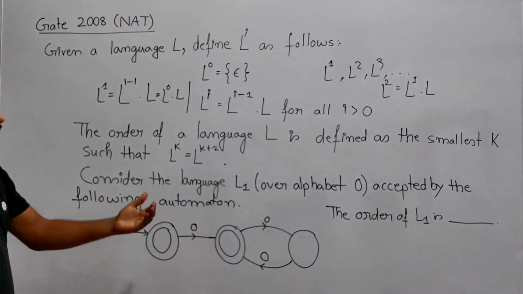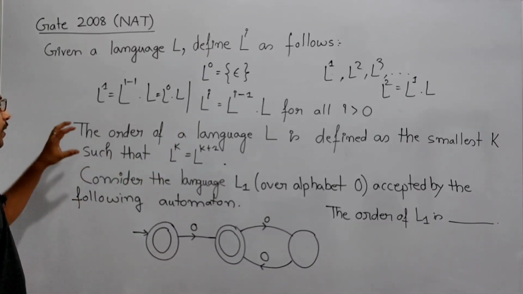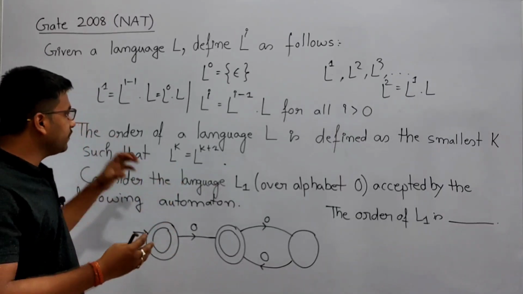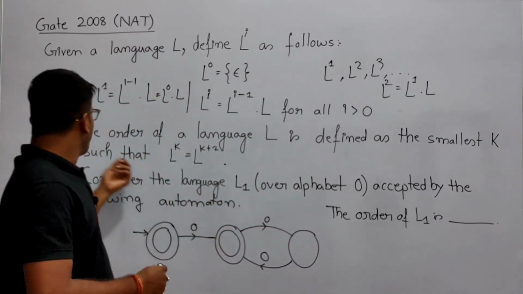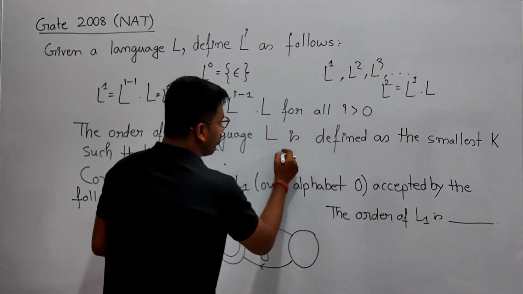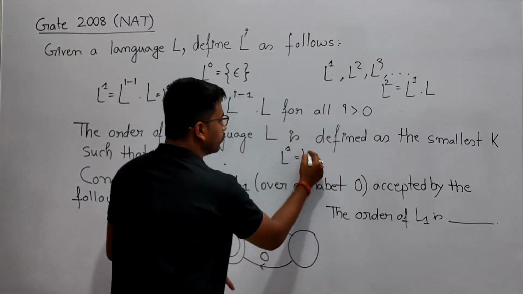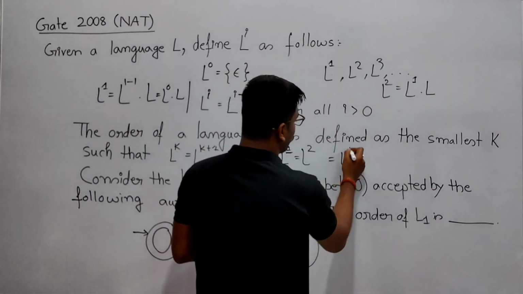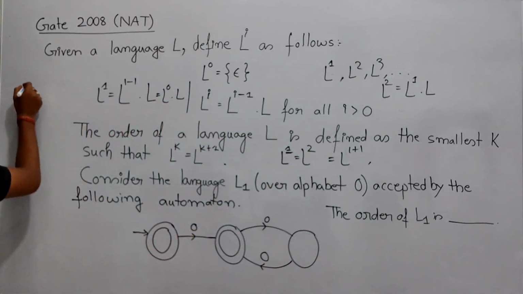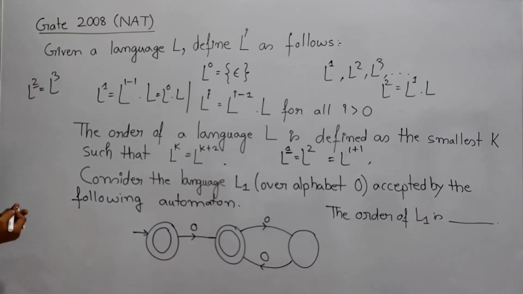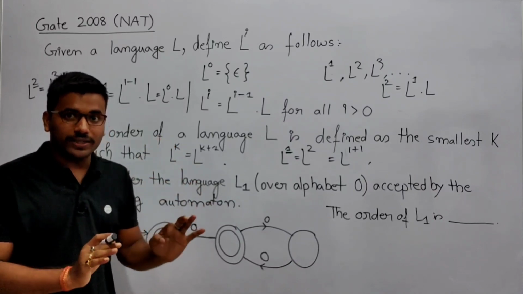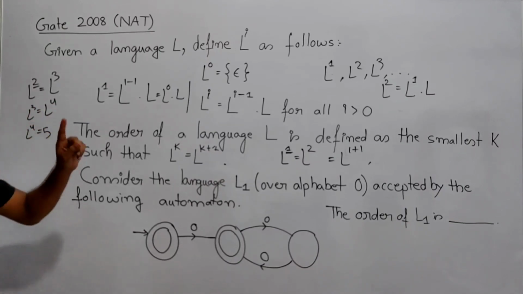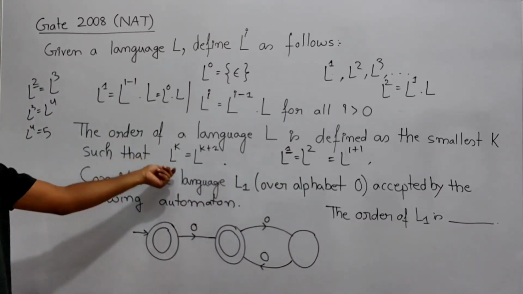Now they are saying the order of a language L is defined as the smallest k such that Lk equals Lk plus 1. It is not in your GATE syllabus, but they are using the term order and defining it. For a language, if L1 is equal to L2, then this number, 1, is the order of the language. For another language, if L2 is equal to L3, then the order is 2. The order is defined as the smallest k. There can be L2 equal to L3, L3 equal to L4, L4 equal to L5, but it should be the smallest, so we will take 2.